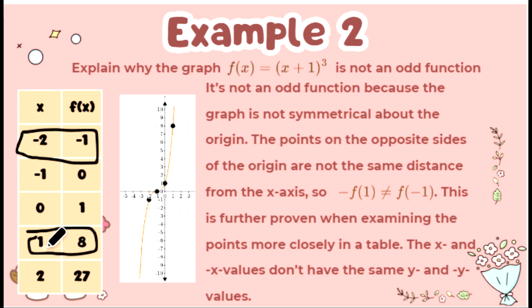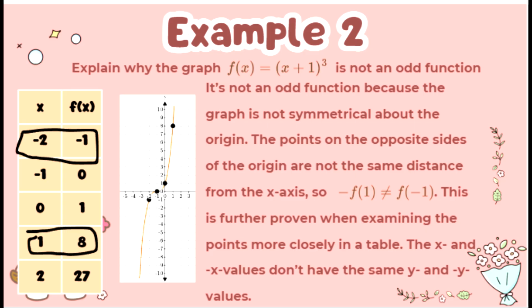So when x is negative 2, f of x is negative 1. And when x is 1, f of x is 8. You should not see that. These should be 1 and negative 2 and negative 1 and negative 2, or 1 and 8 and negative 1 and negative 8. These should be able to mirror each other, and they don't.